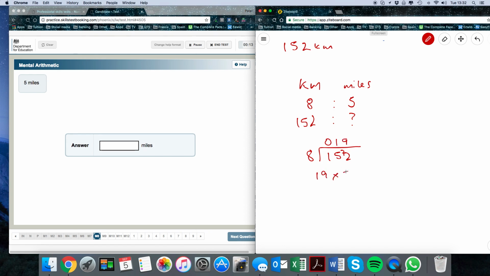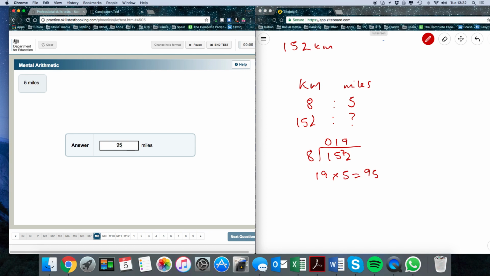Okay, so it's a fairly simple conversion. The numbers might not be your favourite numbers ever, but in terms of method, what I've done on the right hand side is about what you should do. 152 divided by 8 is 19, then we multiply by 5. Question 9.